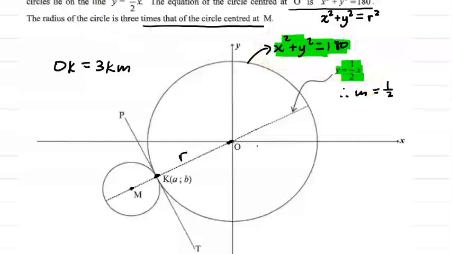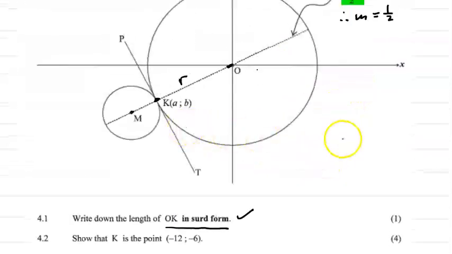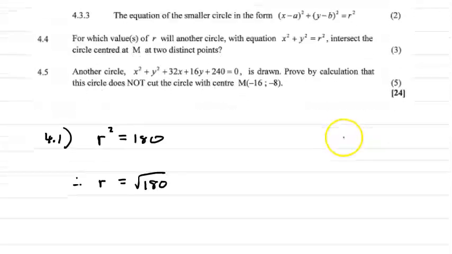So therefore, we can solve this particular question using simultaneous equations. But remember that they say that K is a point (a; b). So what we're going to do is, wherever we have x, we're going to put a, and wherever we have y, we're going to put b. Right? So we're going to write a squared plus b squared equals 180, and we're going to say that b equals half times a. So we'll have our 2 equations. On that note, if you had written x squared plus y squared equals 180 and y equals half x, you can still show that K is equal to (-12; -6). I don't think that would be a problem. So let's go and answer 4.2.